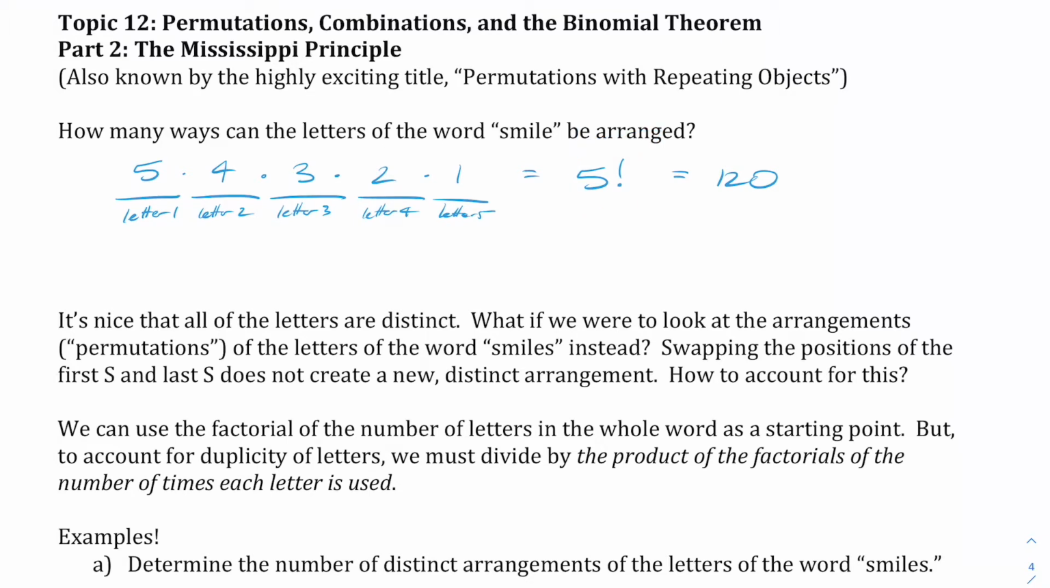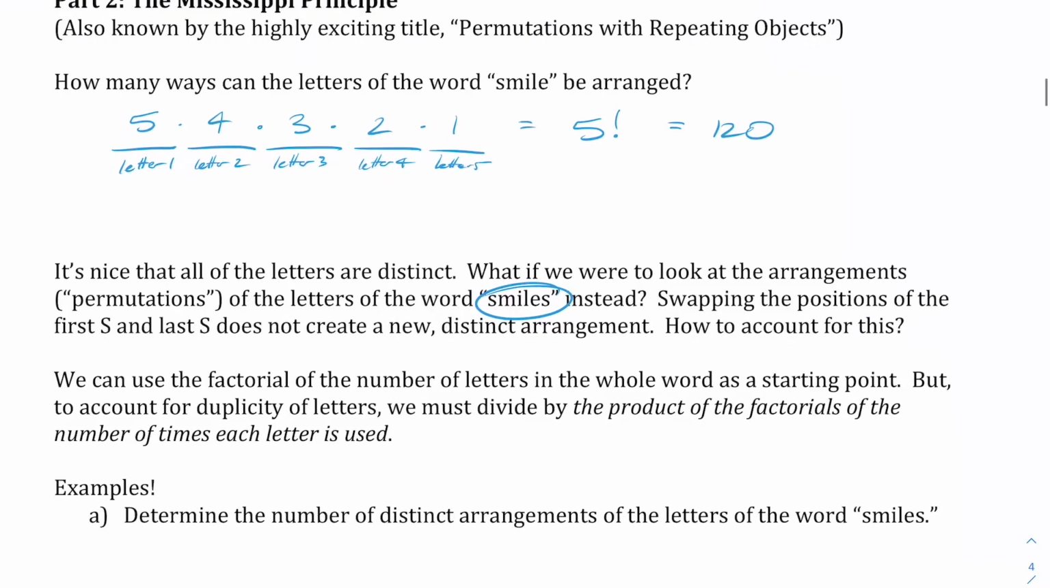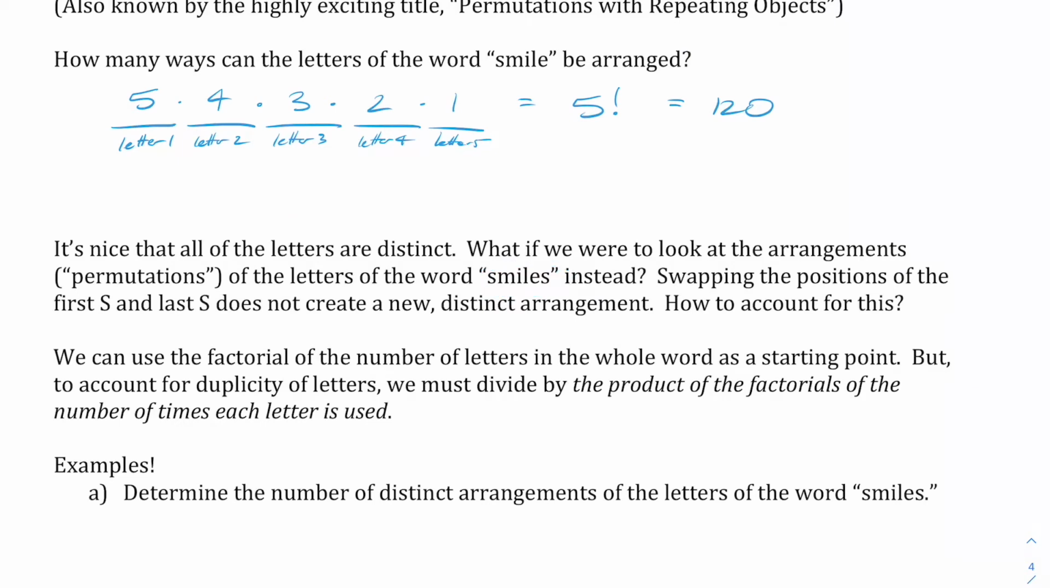In the word smile, all letters are different. There aren't multiple S's or multiple M's or multiple I's or multiple L's or multiple E's. They're all different. But if we have the word smiles, then switching the positions of these 2 S's doesn't actually change a thing. They'd be different if one was a red S and one was a blue S, then we'd actually be able to see that, but they aren't different. They're the exact same S. And when we swap their positions, we don't create a new word. So we have to account for this some way.